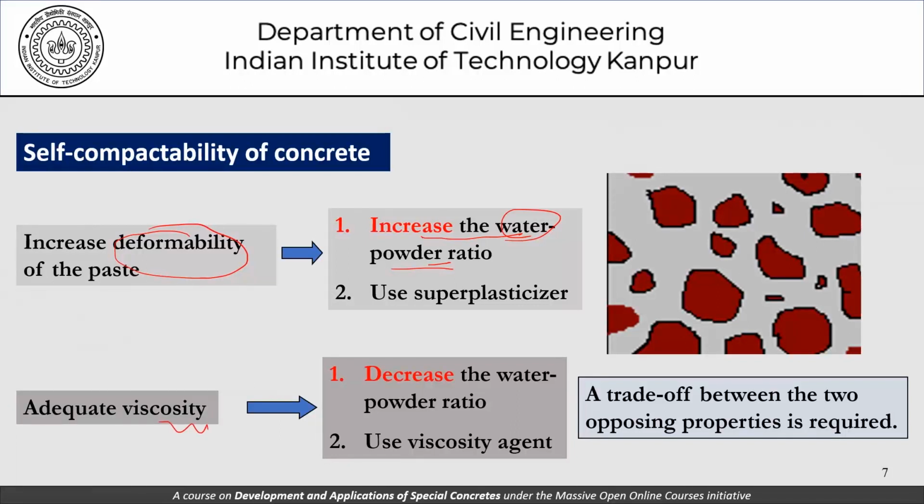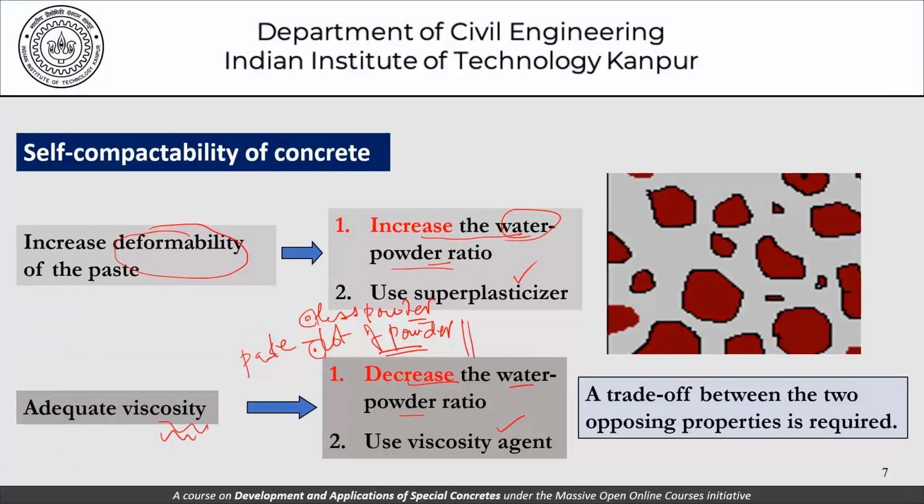But as far as viscosity is concerned, we want to decrease the water powder ratio. That is, reduce the water and increase the powder. So if there is a paste which has a lot of powder, that is, the solid component is very high, then it will be viscous. It will be difficult to deform. Whereas if it has less powder, then it will be much easier to deform, because that means this is more fluid. This is less fluid, if you want to use that word. This can be achieved using a plasticizer, whereas this can be achieved using a viscosity agent.